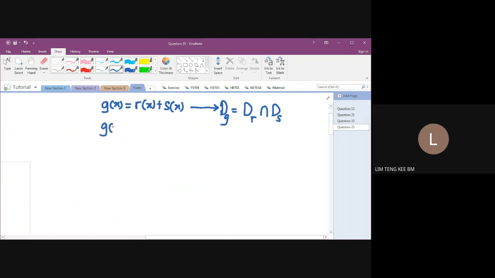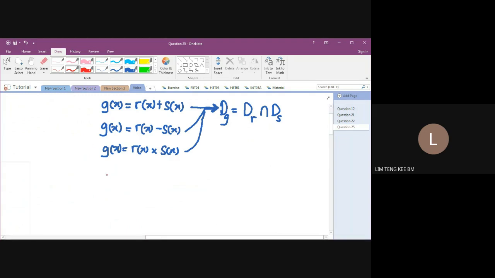Similarly, when I have the function g equal to function r and function s with the operation of subtract, the domain will still be the domain of r and s intersect. And what if I have the operation of multiply, r(x) multiplied with s(x)? The domain for g is still the domain of r and the domain of s intersect.